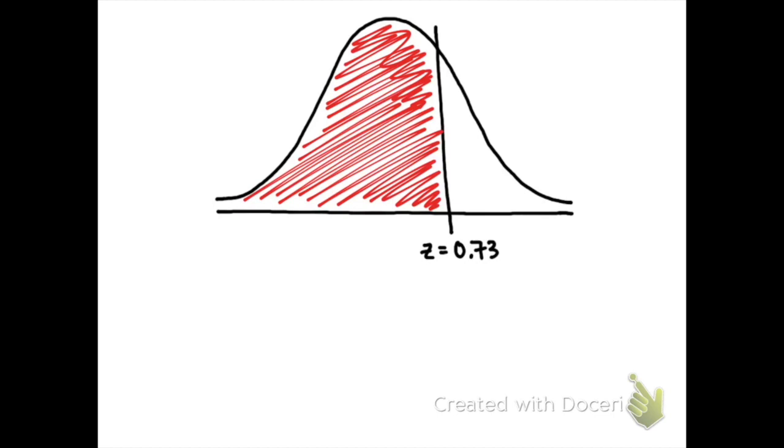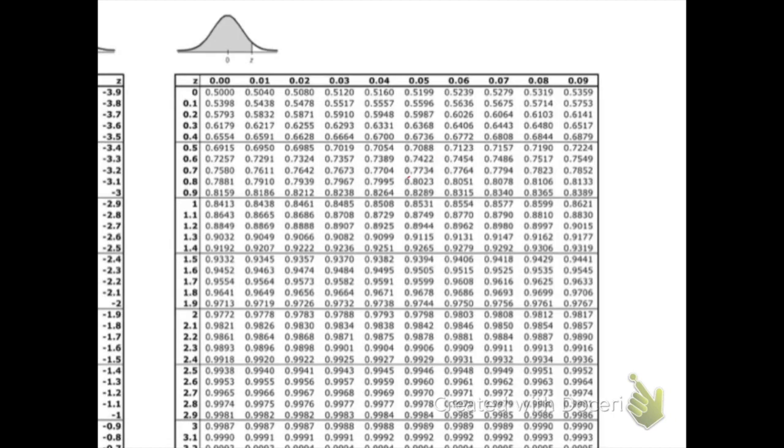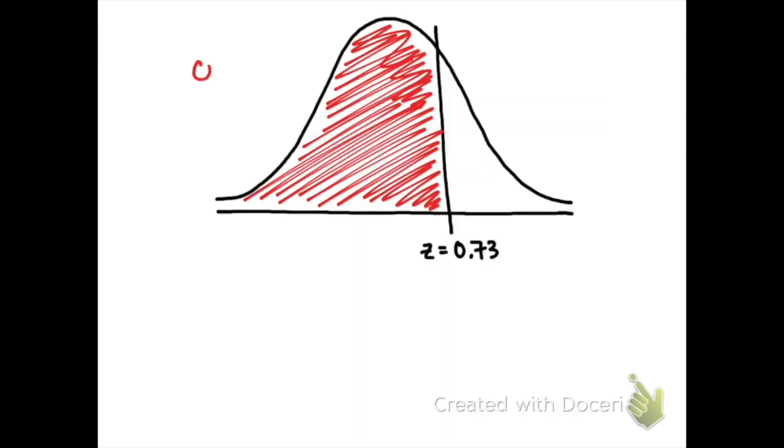Let's try that again. Here's a z-score of 0.73, and we would like to find the area to the left of that z-score. We look at the table, and we go down to 0.7, and then the second decimal place was a 3. Where those column and rows intersect is the value that we're looking for. And this is our area or probability, 0.7673. And again, we can think of this as 76.73% as well.